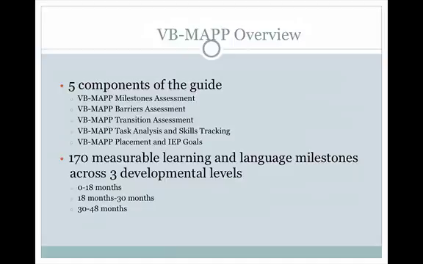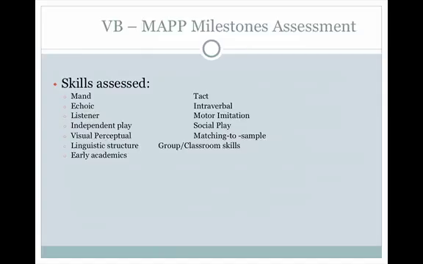There's the milestones assessment, the barriers assessment, the transition assessment, a way to analyze and track skills, and its use for the development of IEP goals. There are 170 measurable learning and language milestones across 3 developmental levels. You will see that the VB map is most relevant for young learners, although its utility goes well through childhood and into adolescence because of the developmental delays associated with so many of our learners.